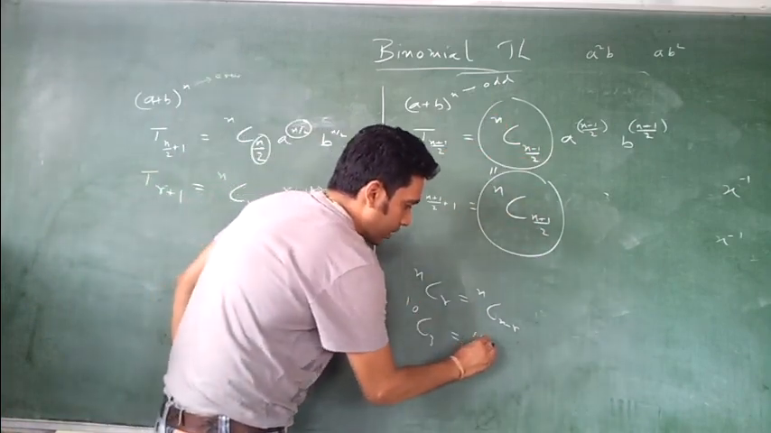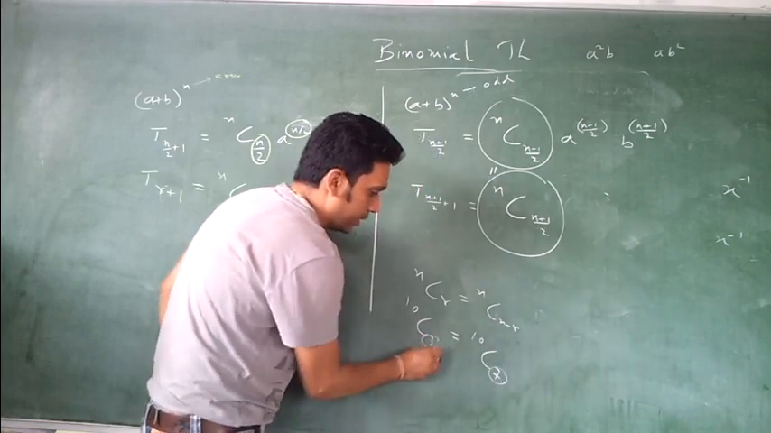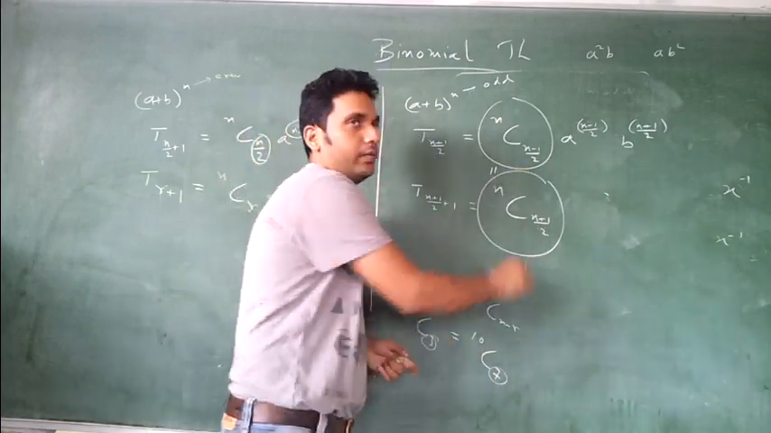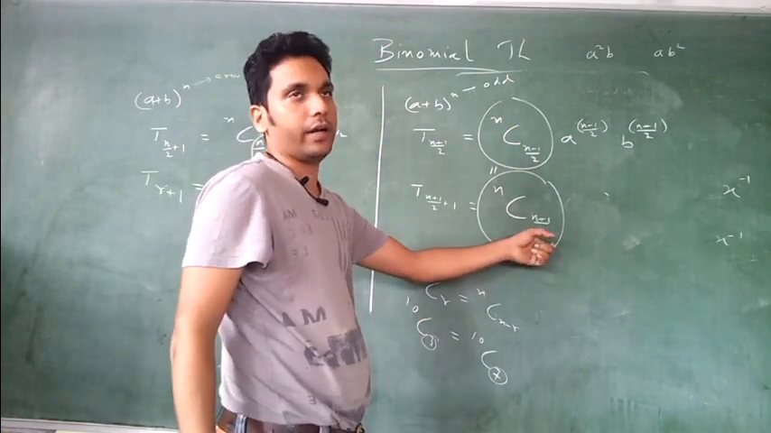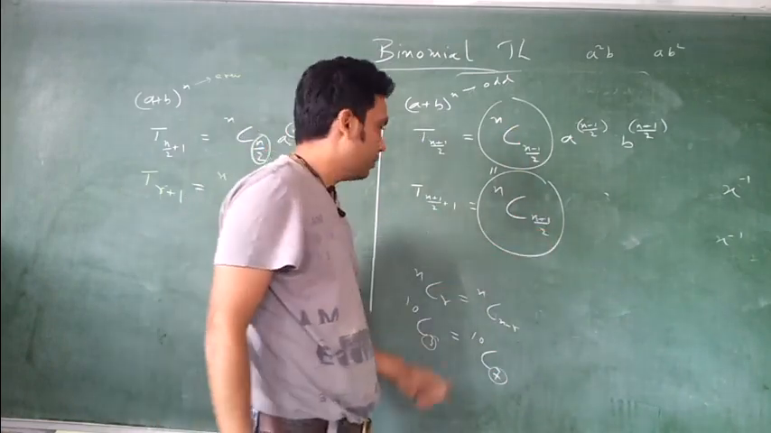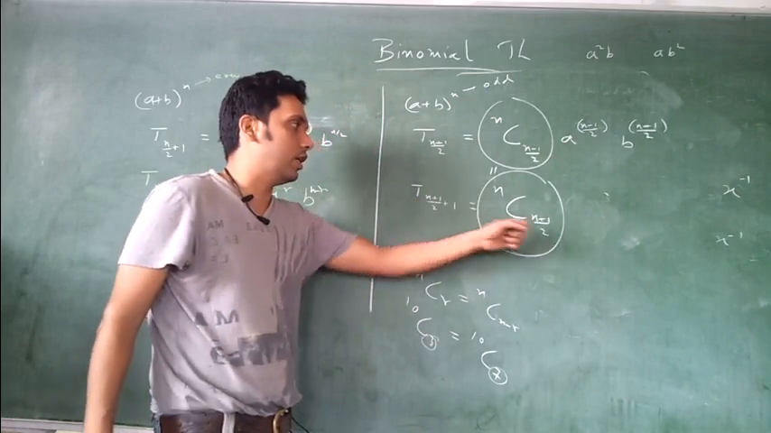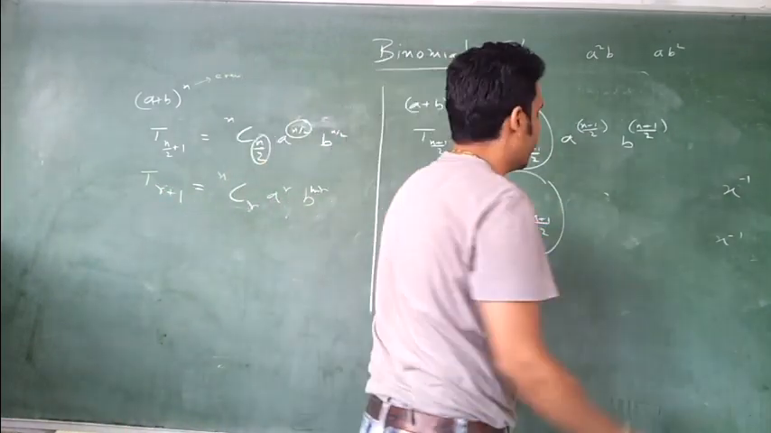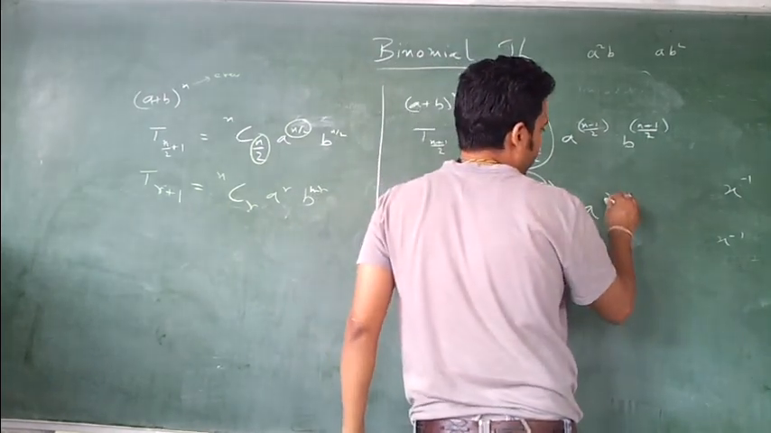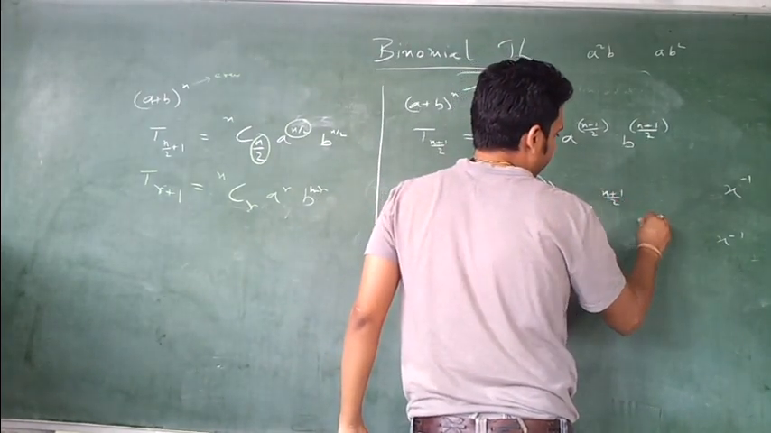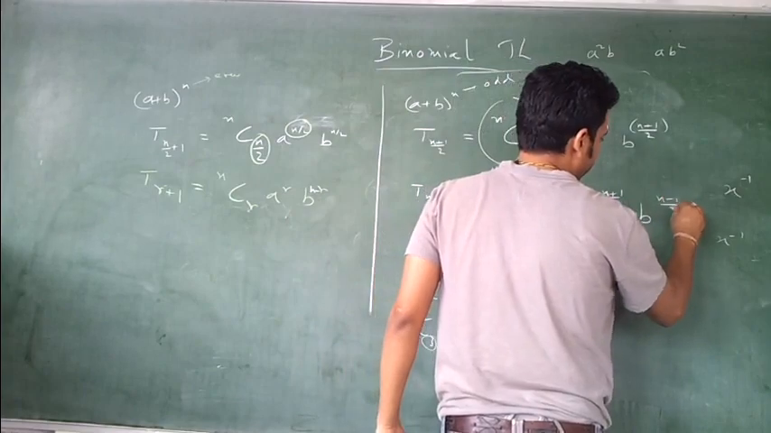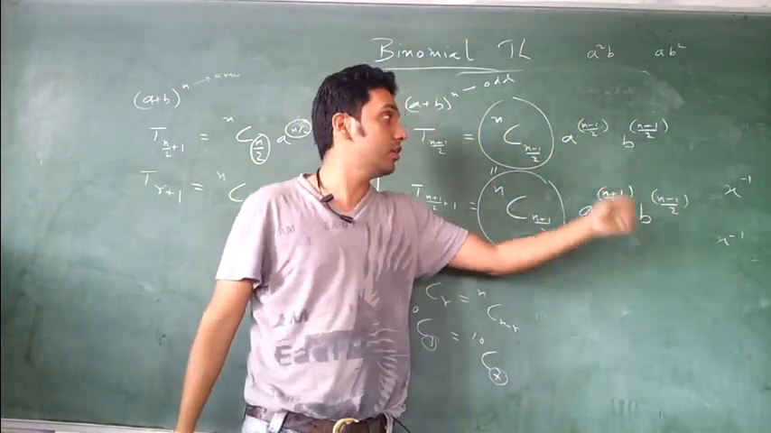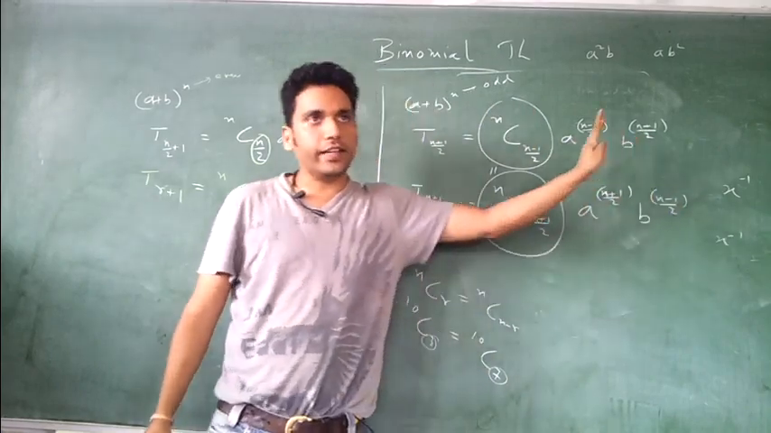10C3 is equal to 10C7. When this plus this is equal to 10, they are equal. So I will write it properly, (n plus 1) by 2. Because it is (n plus 1) by 2 plus 1, this and this are the same. But the next two terms are not the same. It is a power and b power. Again, the powers have got exchanged. Can you see? The powers have got exchanged.